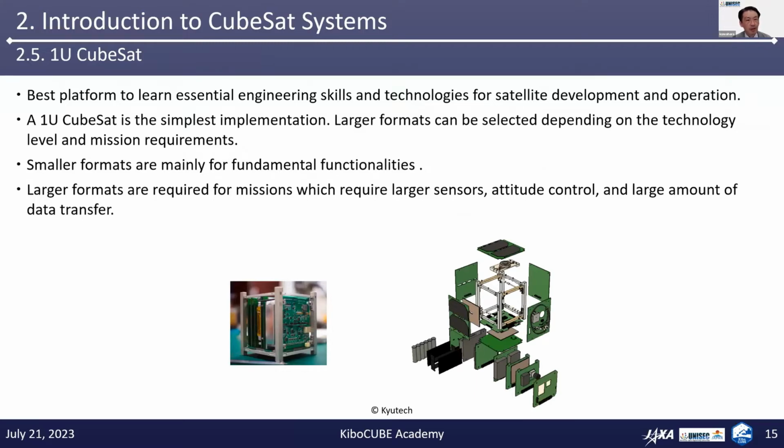So among the possible form factors of CubeSats, the 1U CubeSat is especially the best platform to learn essential engineering skills and technologies for satellite development and operation at the first step. So these pictures below illustrate the outer appearance and inner components of a 1U CubeSat, exemplary one. So a 1U CubeSat is the simplest implementation, and larger CubeSats can be utilized depending on the technology level and mission requirements. So a smaller format is mainly for fundamental functionalities, and larger formats are required for missions which require larger sensors, accurate attitude control, and a large amount of data transfer, etc.